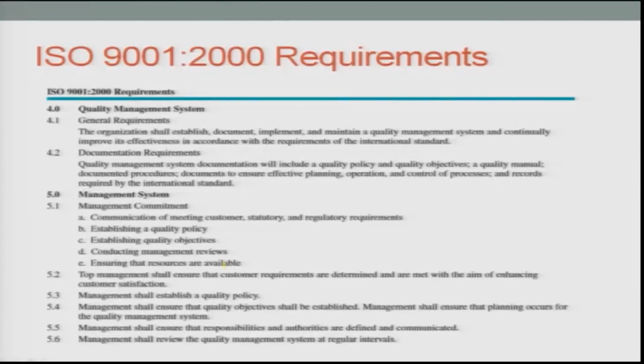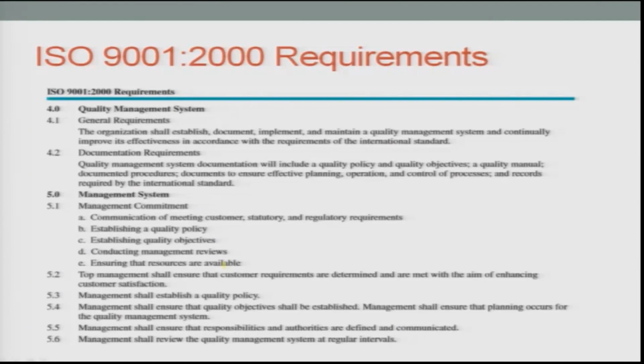So, ISO 9001:2000 requires that a quality management system should be deployed and implemented. General requirements are: the organization shall establish, document, implement and maintain a quality management system and continually improve on it, or make a conscious decision how the overall philosophy can be maintained or improved further, so as to improve its effectiveness in accordance with the requirements of the international standard.